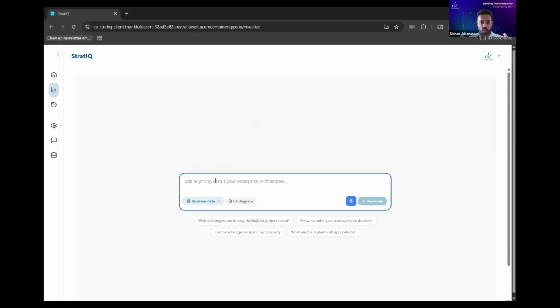What you're looking at is just a simple chat interface, right? There's a model sitting underneath this, which we'll show in a second, but we have basically created an interface that allows you to just chat with your enterprise architecture data, right? So everything I've described earlier, service domains, linked to journeys, linked to applications, linked to projects, linked to your strategies, etc.